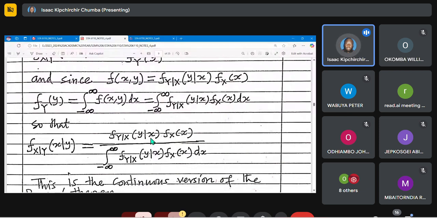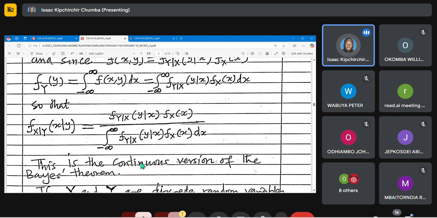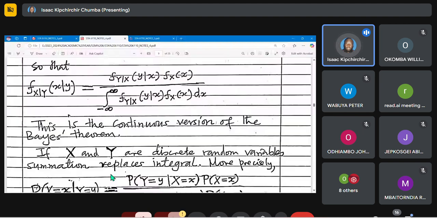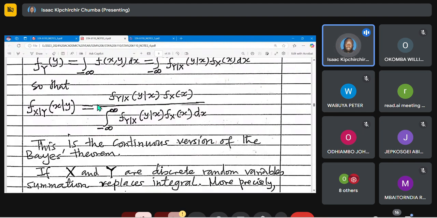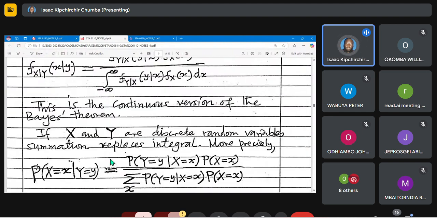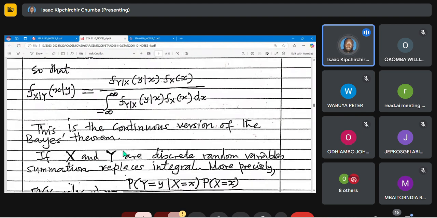So you can see on the left-hand side, the concern is the conditional of x given y. But on the right-hand side, we have to use the conditional of y given x and the marginal of x. This is the continuous version of the Bayes theorem. If x and y are discrete random variables, we just need to have summation replace the integral. So instead of this integral, it will just be summation.